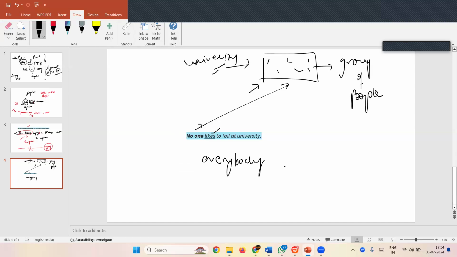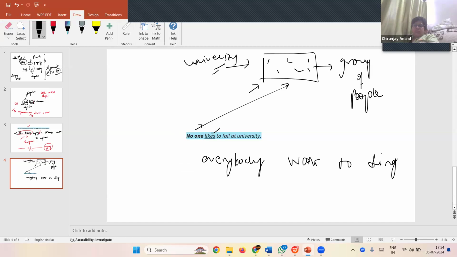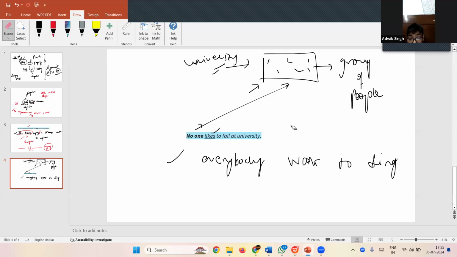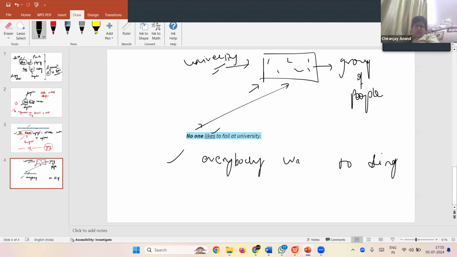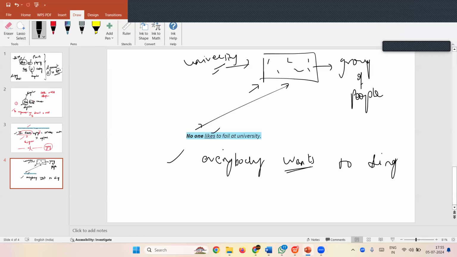Everybody want to sing. Is this right or wrong? It's wrong. Why is it wrong? Everybody is singular, so instead of want it should be wants. Yes, because everybody is considered to be singular.